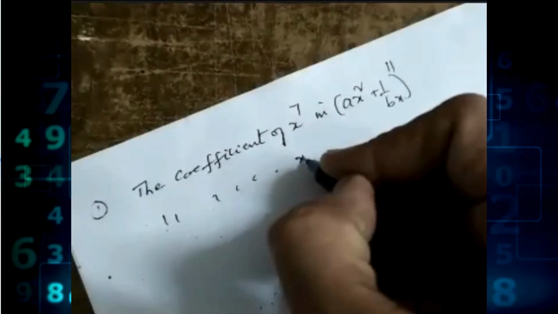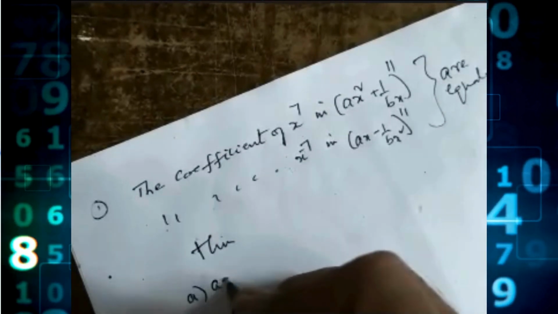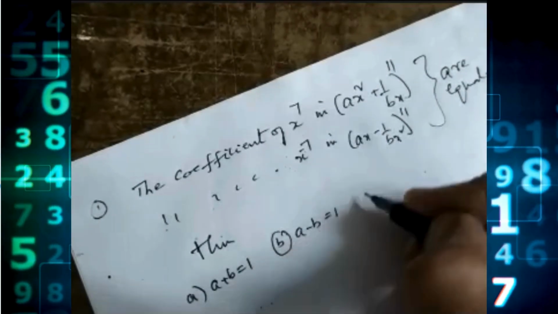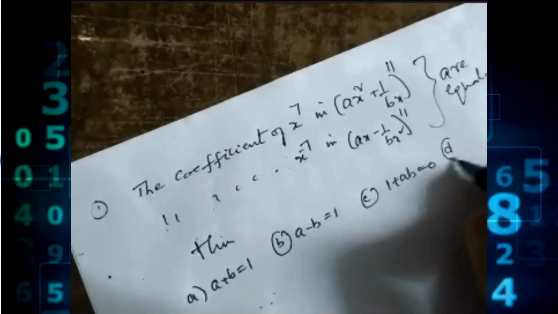And the coefficient of x power minus 7 in (ax - 1/bx²)^11 are equal. Then, first option, a plus b is equal to 1. Second option, a minus b is equal to 1. Third option, 1 plus ab is equal to 0. Fourth option, ab is equal to 1. This is the question before you.